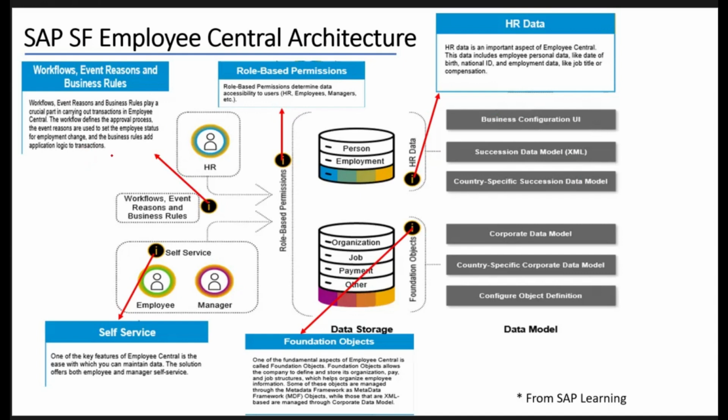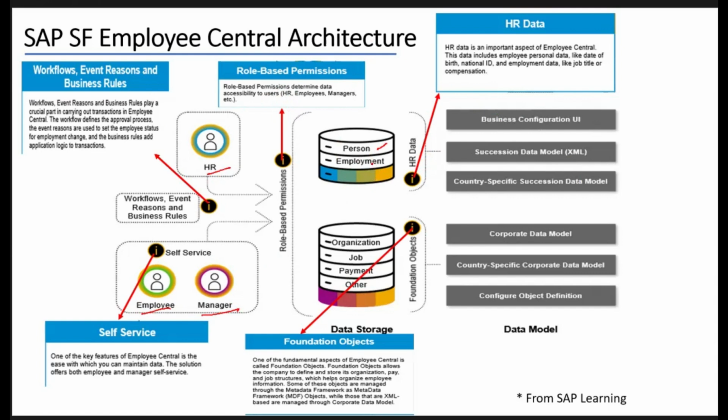And as we discussed, role-based permissions determine the data accessibility to the users. So there are three kinds of users: HR, employee, and managers. And coming to the HR data, it is an important aspect of Employee Central. This data includes employee personal data, like date of birth, national ID, and employment data, like job title and compensation.